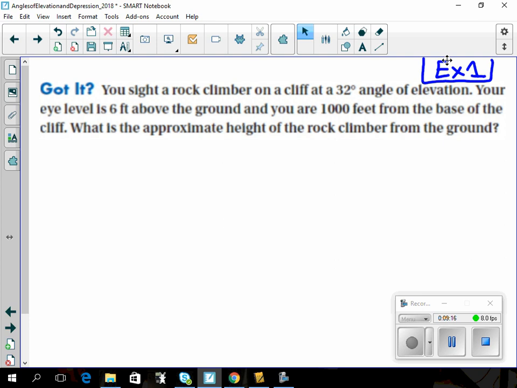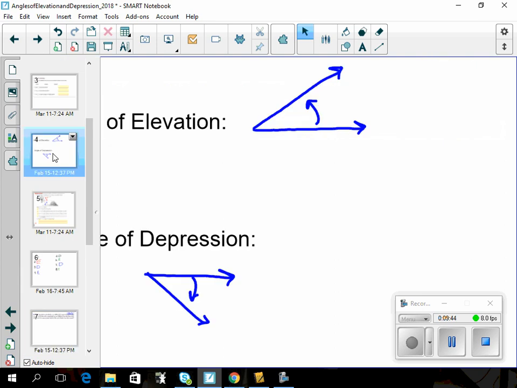All right, so you don't have to write the problem down if you don't want to, but it's a good idea. To me, the most difficult part of this type of problem is being able to read the question and know how to draw the triangle. So when we look at this question, it says that I spot a rock climber at a 32-degree angle of elevation. So knowing how we're going to draw an angle of elevation, that should be our clue on how to draw the triangle, okay? So that's what we're going to do.